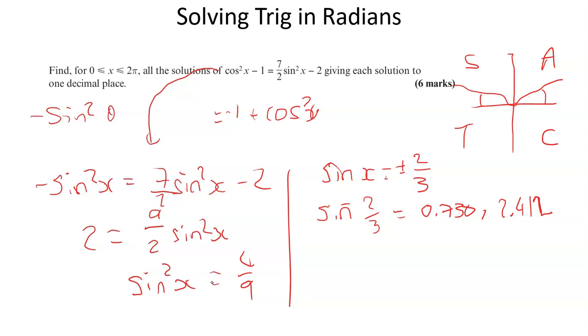Okay, to round that. But of course, we could also have done, sorry, I just realized sine to the minus 1 there. We could also have done the inverse sine of the negative answer. So sine to the minus 1 of minus 2/3.